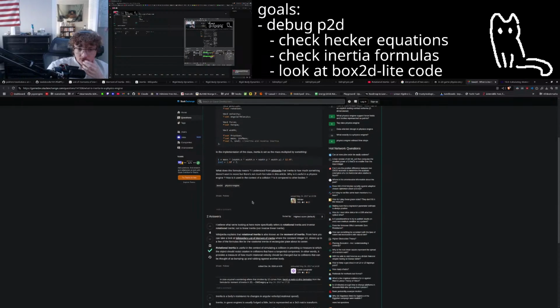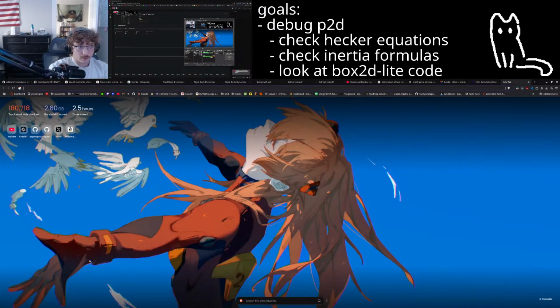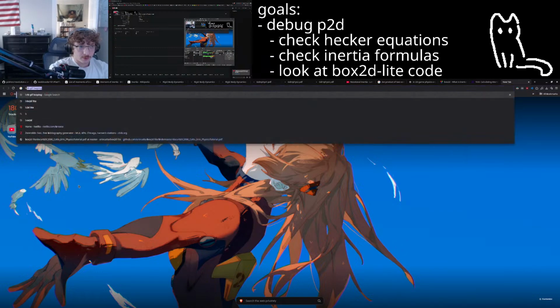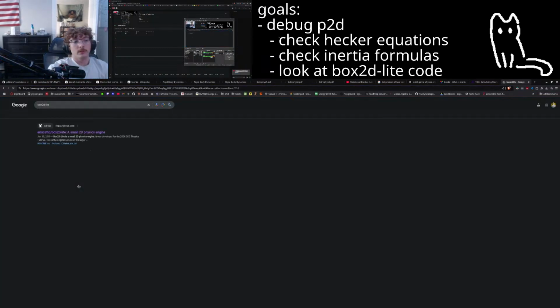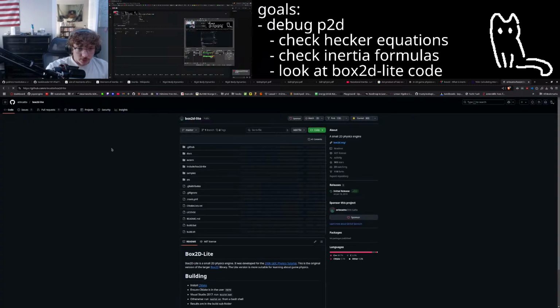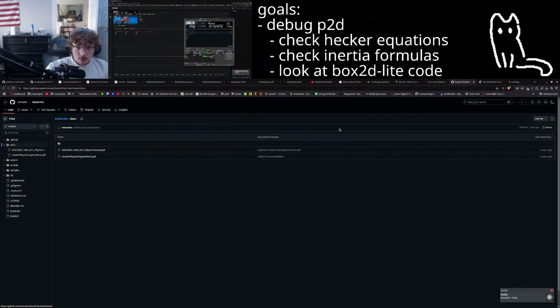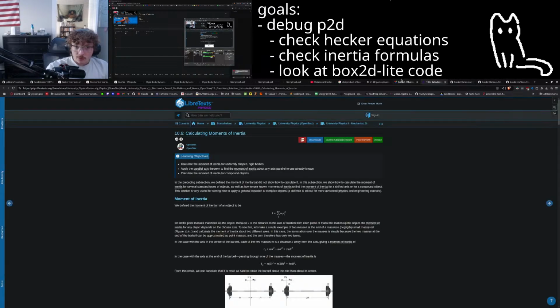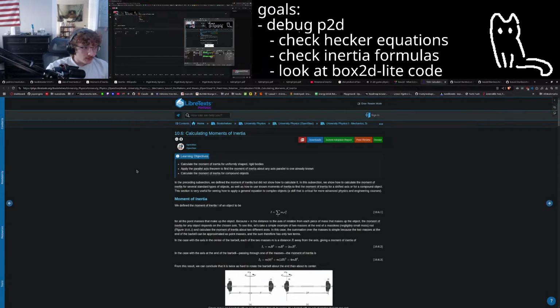What is inertia in Box2D? Maybe I'll look at the Discord. Aaron, the creator of Box2D, mentioned that there's some slides in here. So maybe I'll look at both of those and the Box2D source code, the Lite source code. That's actually something I was going to do anyways. Okay.